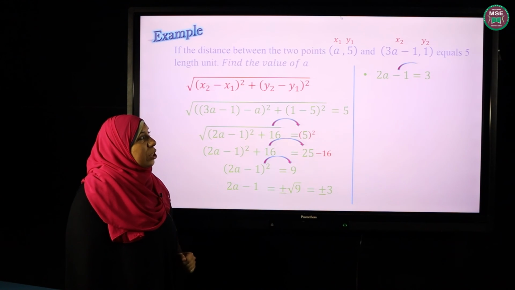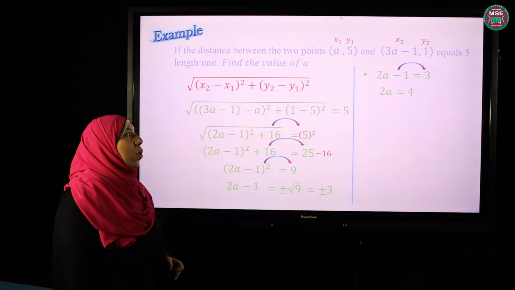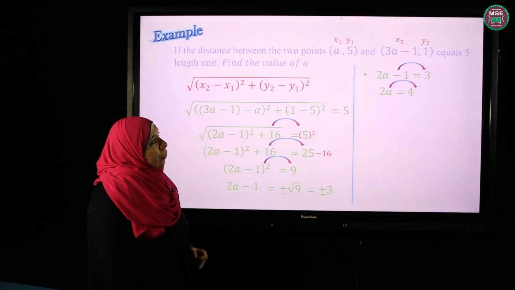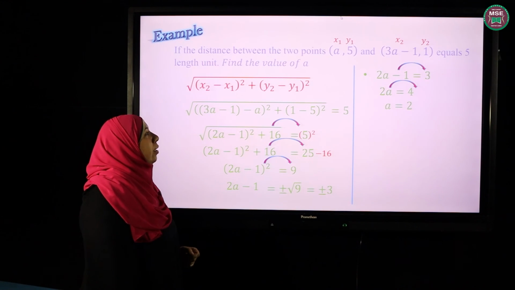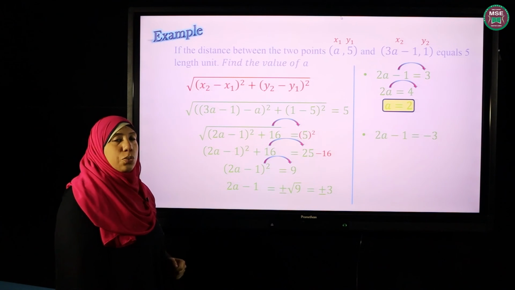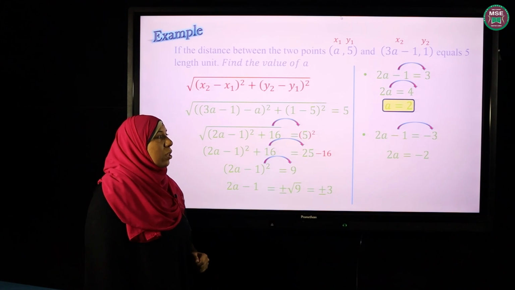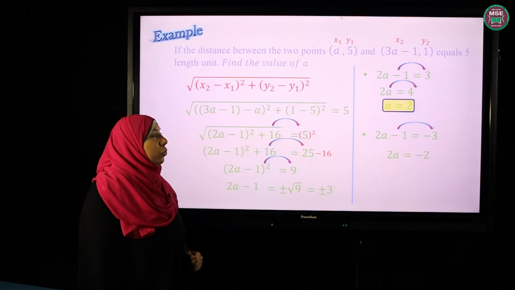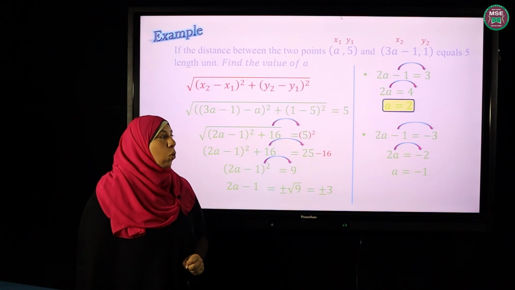We will solve this equation first. Negative 1 will go to the other side as plus 1. So 2a equals 4. Dividing by 2, a here equals 2. Or 2a minus 1 equals negative 3. Moving negative 1 to the other side as positive, negative 3 plus 1 is negative 2. Dividing by 2, because 2 is multiplied by a, a here equals negative 1.